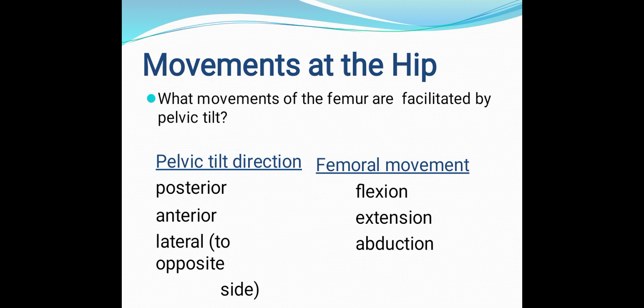For example, posterior pelvic tilt, with the anterior superior iliac spine tilted backward with respect to the acetabulum, positions the head of the femur in front of the hip bone to enable ease of flexion. Likewise, anterior pelvic tilt promotes femoral extension, and lateral pelvic tilt toward the opposite side facilitates lateral movements of the femur. In simple words, posterior pelvic tilt facilitates flexion of the femur, anterior pelvic tilt facilitates extension movement, and lateral movement of the pelvis facilitates abduction movement of the femur.